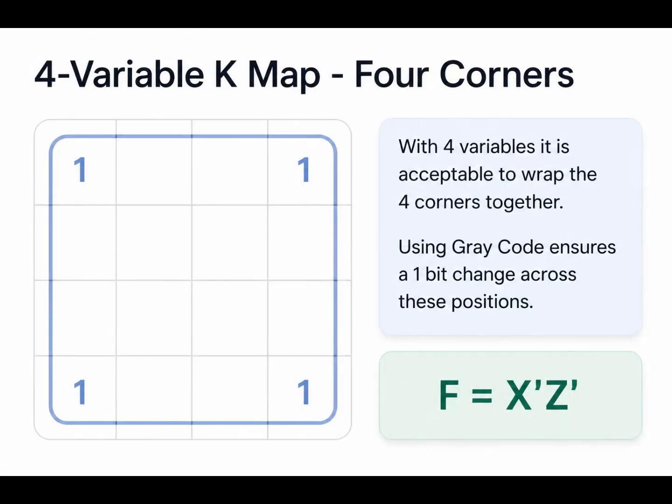Here's a classic trick in 4-variable maps. If you have ones in all 4 extreme corners, you can group them all together into a single loop of 4. Because the top wraps to the bottom and the left wraps to the right, the corners are logically adjacent. This simplifies down to not x and not z.